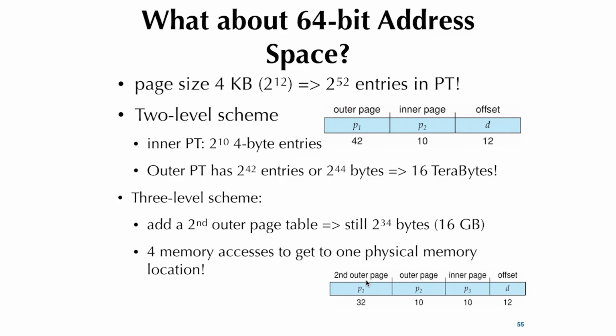Moreover, it becomes less efficient because it's no longer a single page lookup. You have to look up the outer page table or second outer page table just to find the outer page or the intermediate one, and then index it just to look up another one. So you have 4 memory accesses just to get to one physical memory location. Of course your TLB can help with that, but then having to initialize all the data structures, having to link everything, that overhead can be non-trivial.